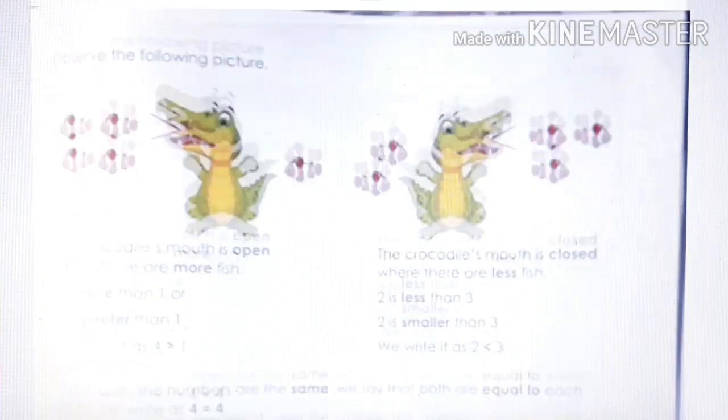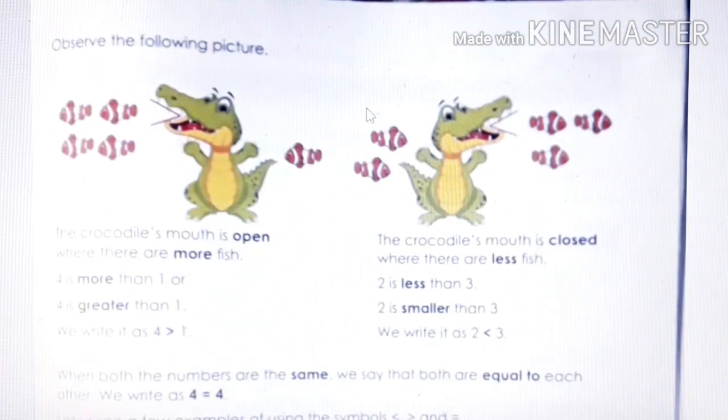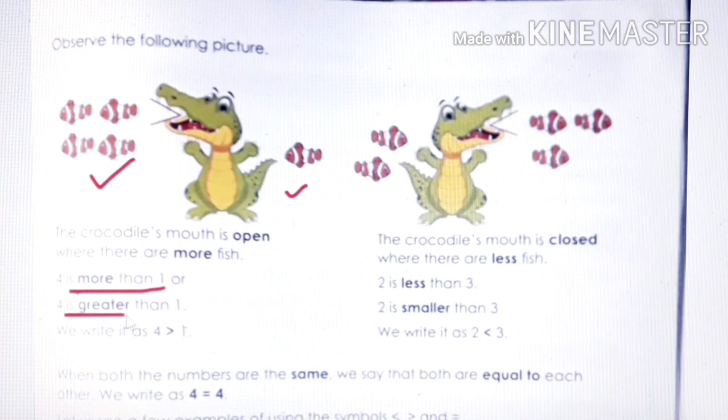So you see page number 37. Observe the following picture. So you can see here 4 fish and here you can see 1 fish, isn't it? So children, how can you say 4 is more than 1? Or you can say 4 is greater than 1. Or you can write as 4, greater than sign, 1. Is it clear, children?